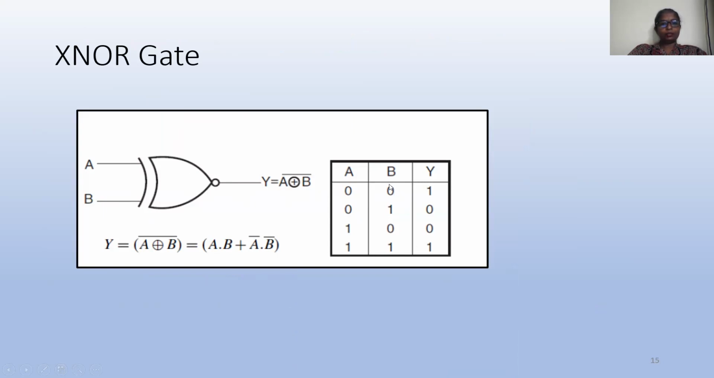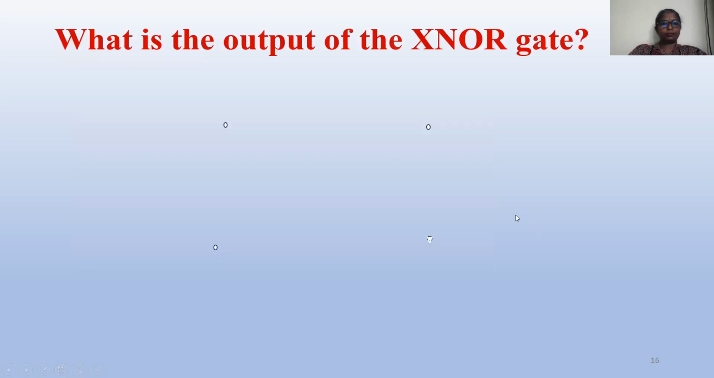So, there are 2 inputs, so you will have 4 input combinations. The range will be from 0 to 3. A XOR B, the whole bar, will be your XNOR gate. If it is the same input, the output is 1. If it is different input, the output is 0. 0, 0, it is 1. 1, 1, it is 1. For all other combinations, it is 0.